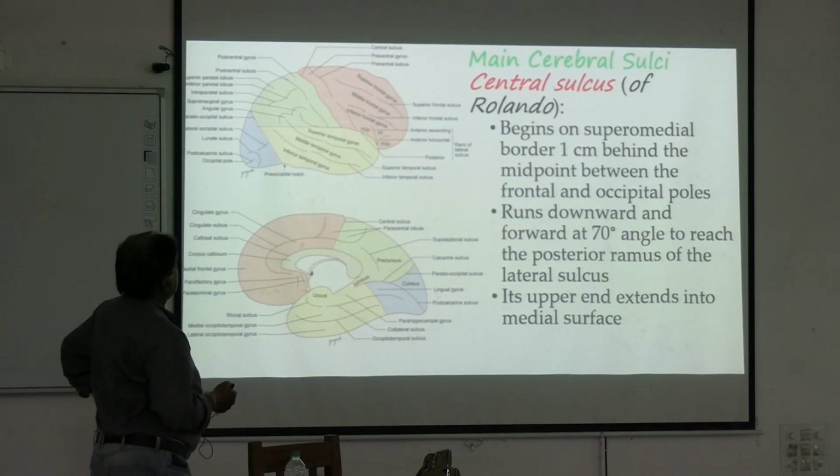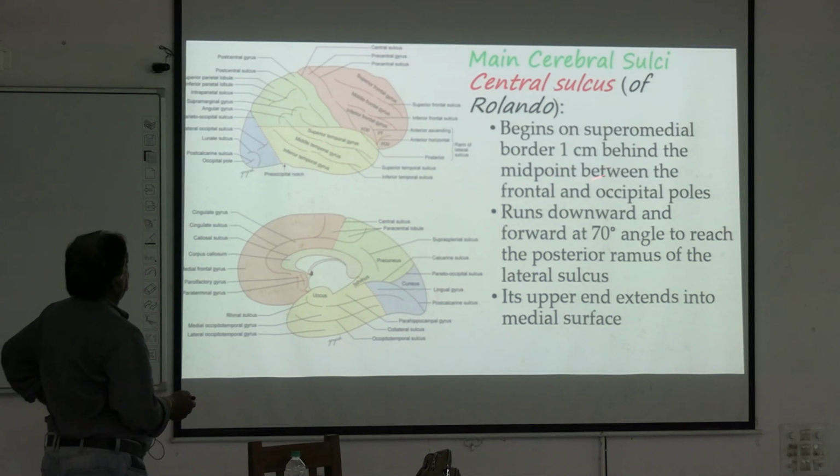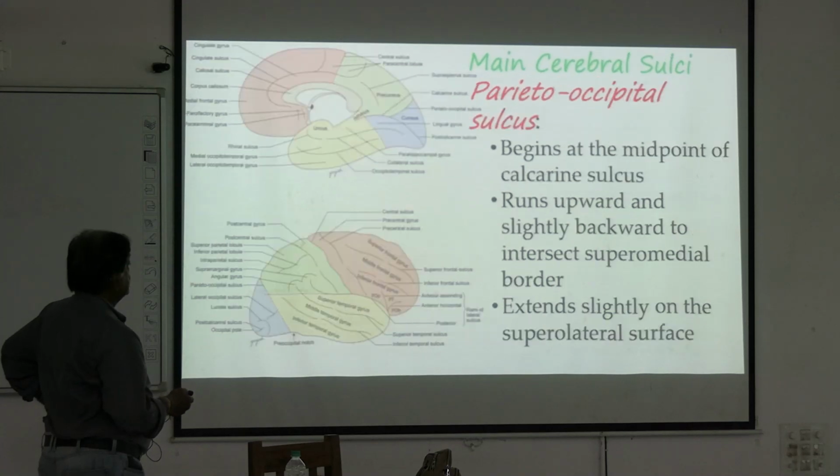Now, main cerebral sulci. The central sulcus of Rolando begins on the superomedial border, 1 cm behind the midpoint between the frontal and occipital poles. There, this is the occipital, this is the frontal. It runs downwards and forwards at a 70 degree angle to reach the posterior ramus of the lateral sulcus, and its upper end extends into the medial surface.